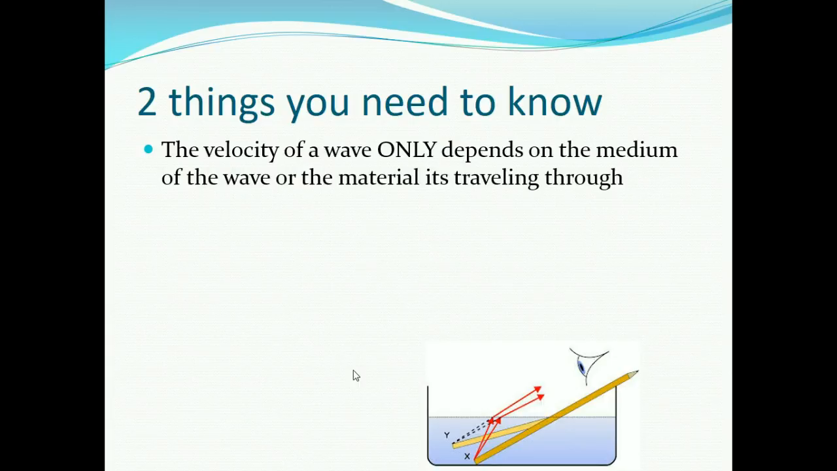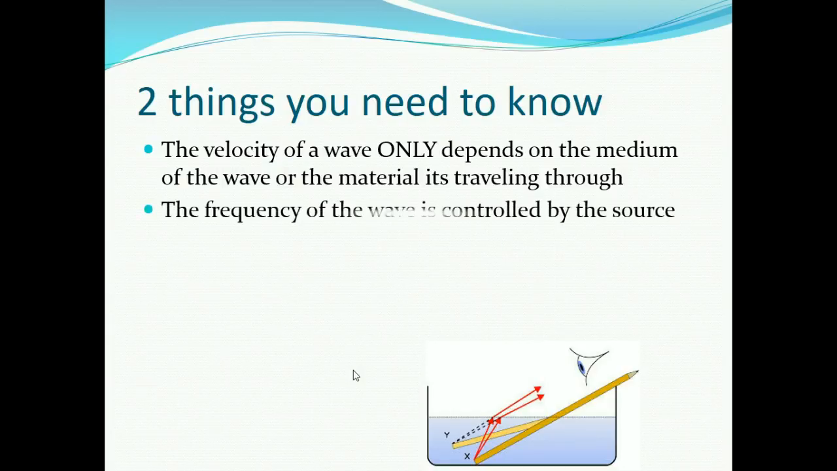So it will always be the same because it's the same medium. But if it changes medium, it'll change speed. And then another thing you have to know is the frequency of a wave is controlled by the source. So if I tap on a table, or if I tap on something, like I'm clicking my pen here, the frequency of the noise is dependent on my finger, which is the source. So my pen controls the frequency you hear.